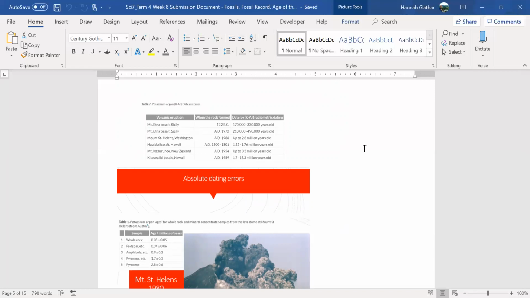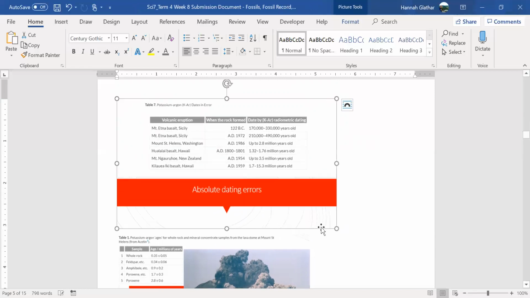Unless we know how old the rock is. So some people have taken some rocks that they know the age of. For example, from this one in Sicily or Mount St. Helens, we know when these volcanoes erupted and when this igneous rock was formed, right? So if we know that, we know the actual age.